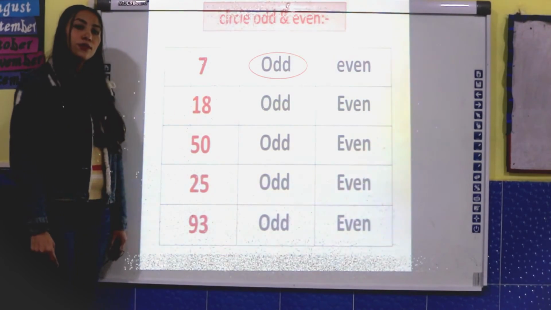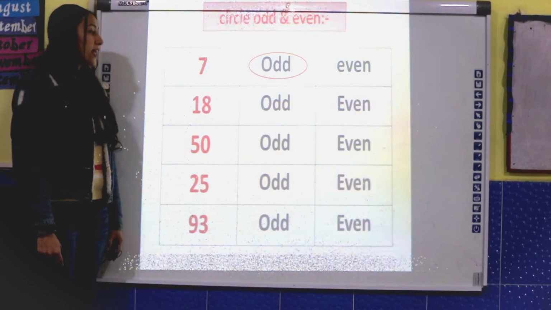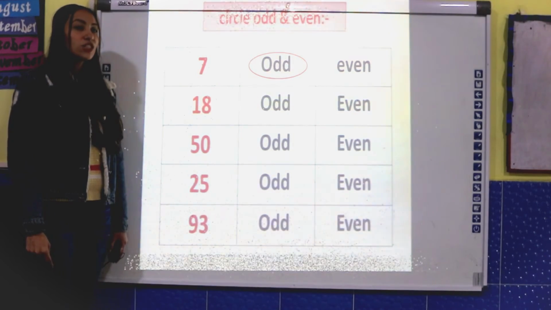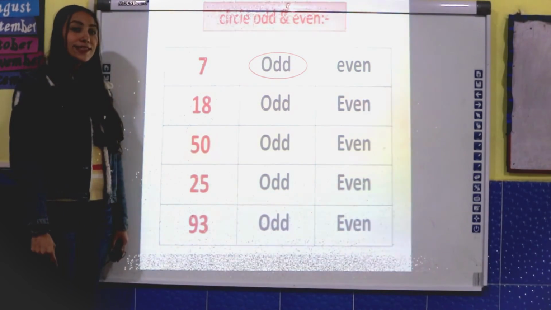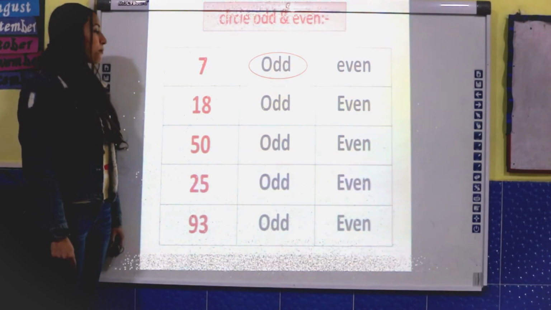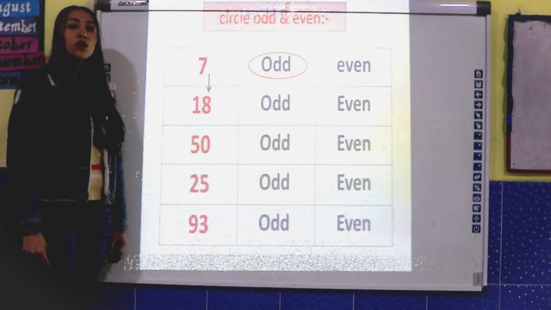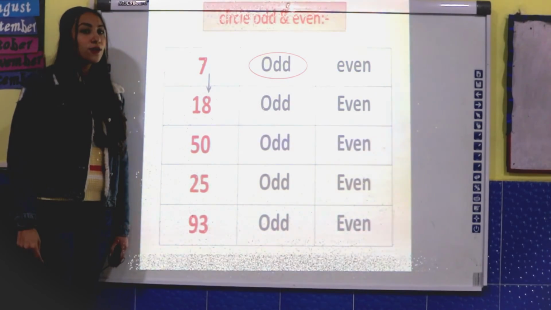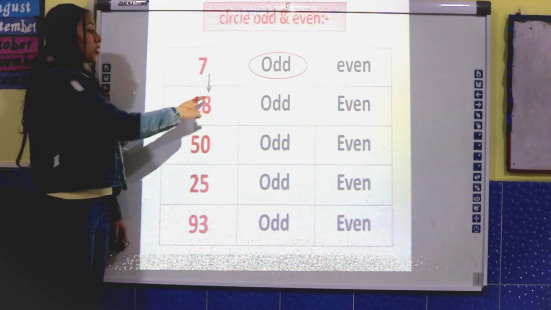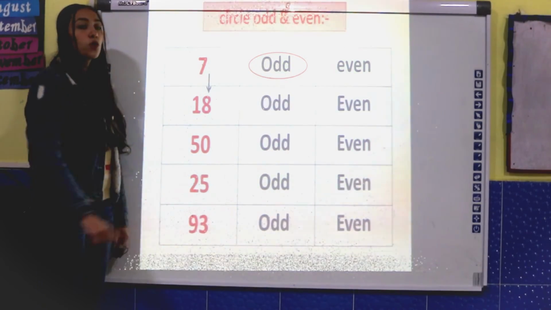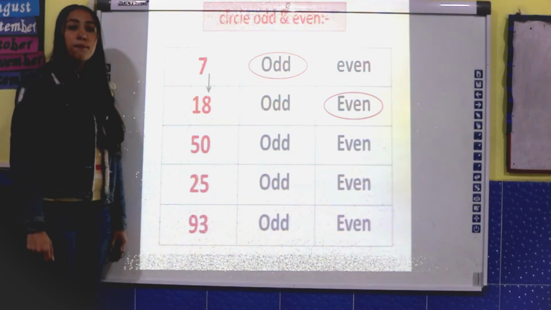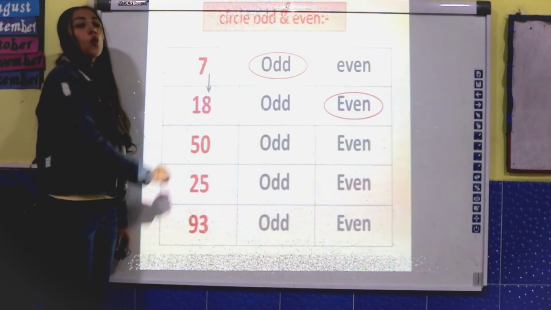What's this number? 18. Excellent. And 18 is a two-digit number? Yes, it's a two-digit number. Look at ones. Amazing. And which number is here in ones? Number 8. And is number 8 an odd number or an even number? Yes, number 8 is an even number. And as I told you, when you find an even number in ones, all the number will be even. Excellent. So 18 is an even number because we have an even number here in ones.